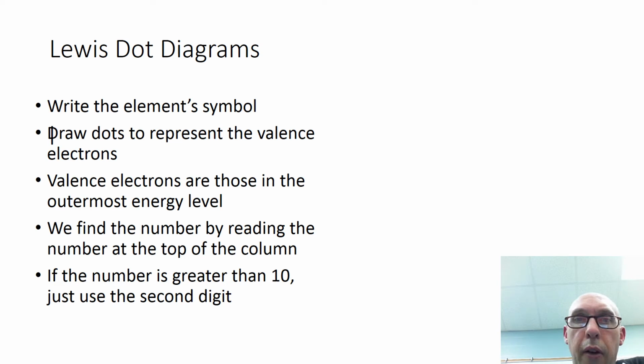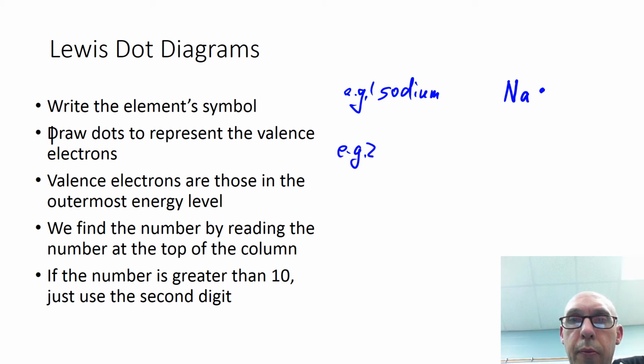I'm going to start with my favorite element, sodium. Sodium's atomic number is 11. We find it on the left-hand side of the periodic table. Its symbol is Na. It's in group 1. We go to the top of the column. We find there's 1. We're in group 1, so we place 1 dot. That's example 1.